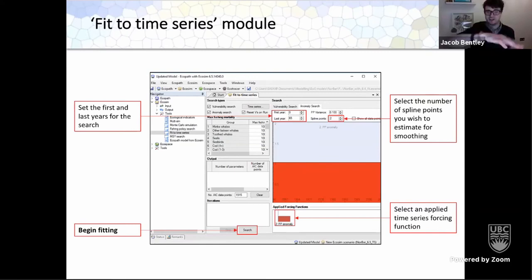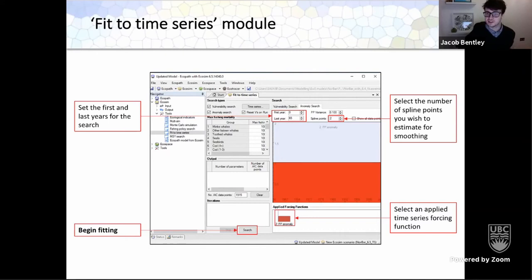So once you've told the plugin that you want to search for vulnerabilities and for an anomaly, you can begin fitting. You can press start at the bottom, and you'll see each iteration pop in that box. You'll see the sum of squares and AIC gradually change as the model starts to fit and runs through different iterations.